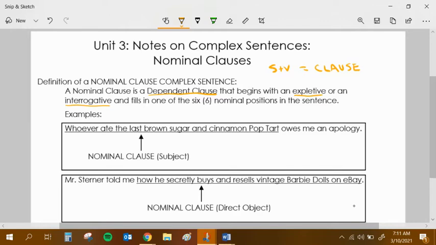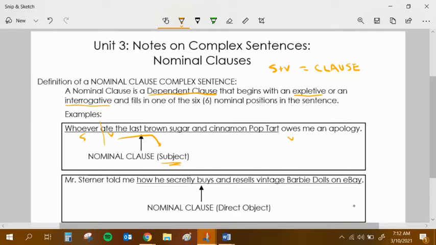Let me show you an example. It says, whoever ate the last brown sugar and cinnamon Pop-Tart owes me an apology. Well, my verb is actually sitting way out here, owes. When I ask, who owes you an apology? It's not one single person's name. It's this entire structure, whoever ate the last brown sugar and cinnamon Pop-Tart. This whole thing is trying to be the subject. It's a really complex subject, because this subject has both a subject and a verb. It's like a little mini sentence that's serving as the subject. So therefore, it's a clause doing a noun job, and we call it a noun clause or a nominal clause.